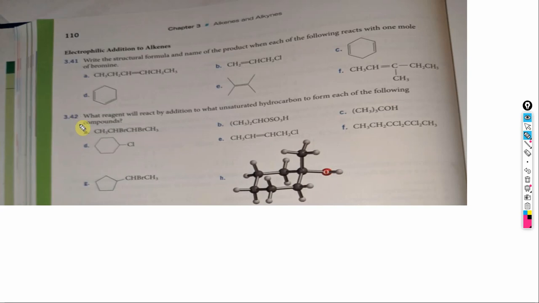Now for the second problem here, 3.42, we need to identify the reagent that will be required to react with the hydrocarbon to give the following compounds as products. Alright, so let's take the simplest example first, and that should help us understand what we need to do for the other ones. So this problem has a 4 carbon chain. On the second and third carbon, you have 2 bromines, and the rest are hydrogens.